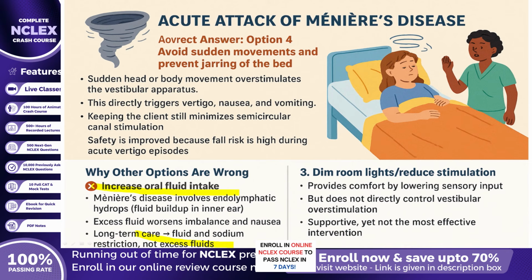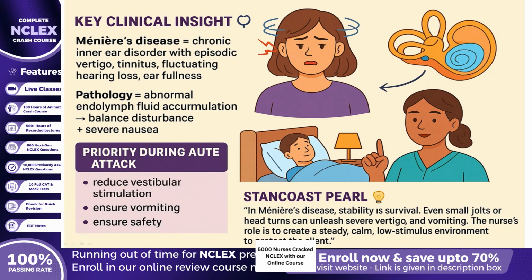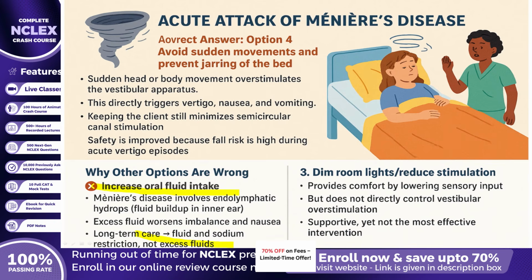Turning to the second option, frequent position changes might seem helpful in other conditions to prevent immobility complications. But in this case, movement actually worsens vertigo and nausea. During an acute attack, the safest and most therapeutic approach is to minimize mobility and allow the client to rest quietly, preferably with the head slightly elevated. Mobility should only be encouraged once the acute phase has resolved.